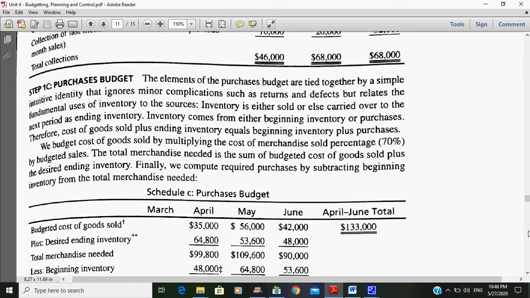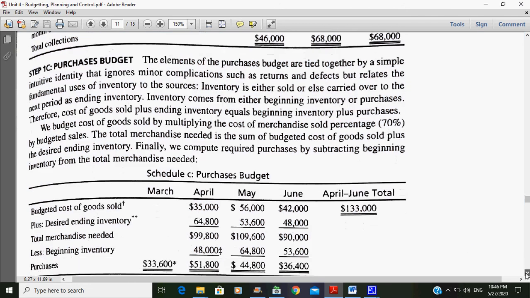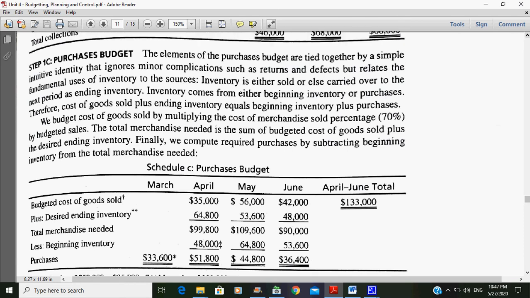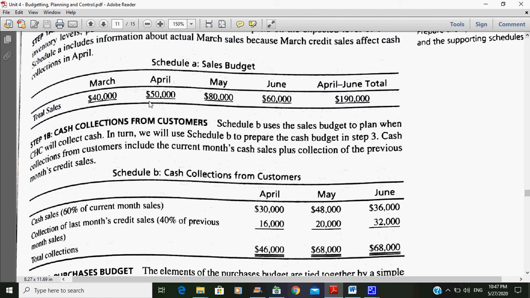Alright, so look at this now. Look at this sales budget. This purchase budget now. Budget cost of goods sold is 35,000 for April. How did you get this? We budget cost of goods sold by what? Multiplying the cost of merchandise sold percentage, 70%, by budgeted sales. So to get 35,000, you would multiply the 70% by the amount of sales for April, which would be 70% times 50,000.